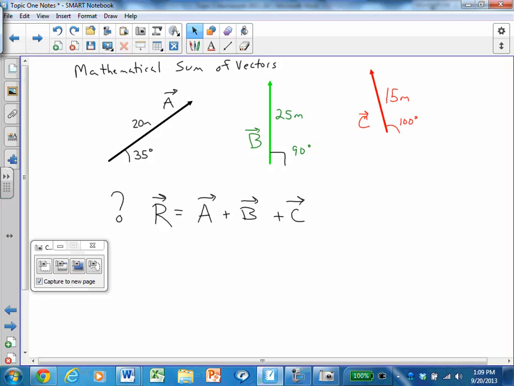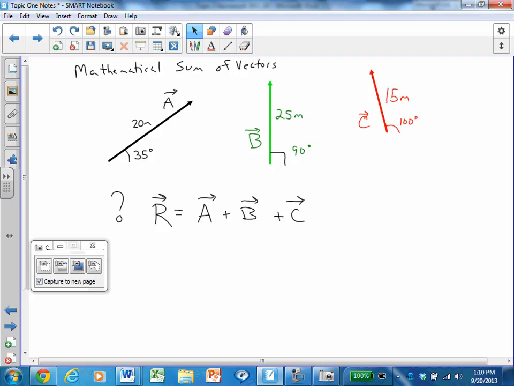Sum all those. Anyone know the first step? Aiden? Well, we would put them together, that is true, okay? But if we were doing it graphically, we would put them together at the right angles and all that, okay? These angles are not drawn to scale. So graphically, yes, we would put them together head to tail. But in this case, we're doing it mathematically.